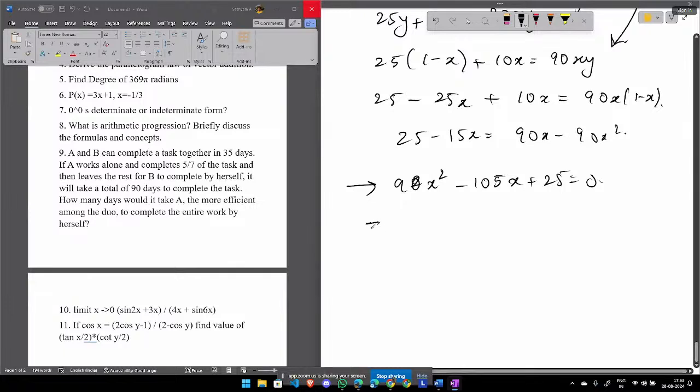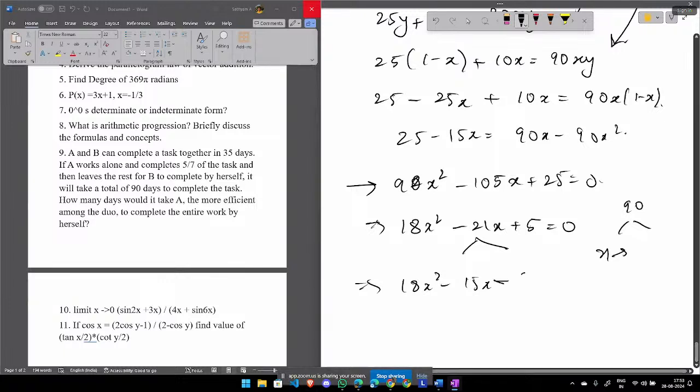Now divide by 5 and simplify, right? We'll just reduce the magnitude. 18x square minus 21x plus 5 is equal to 0. So splitting the middle term, 18 into 5 is 90. If I have to split 21 such that the product is 90, what can I write it as? I can write it as 15 and 6. So I'll write 18x square minus 15x minus 6x plus 5 is 0. Simplifying, I'll get 6x minus 5 into 3x minus 1 is equal to 0.